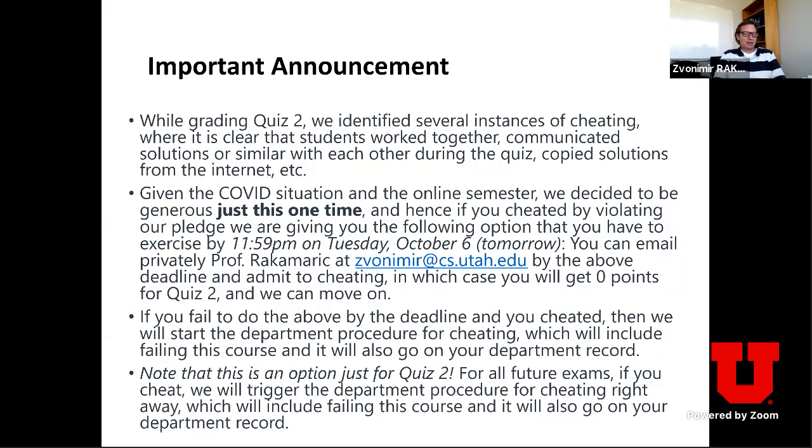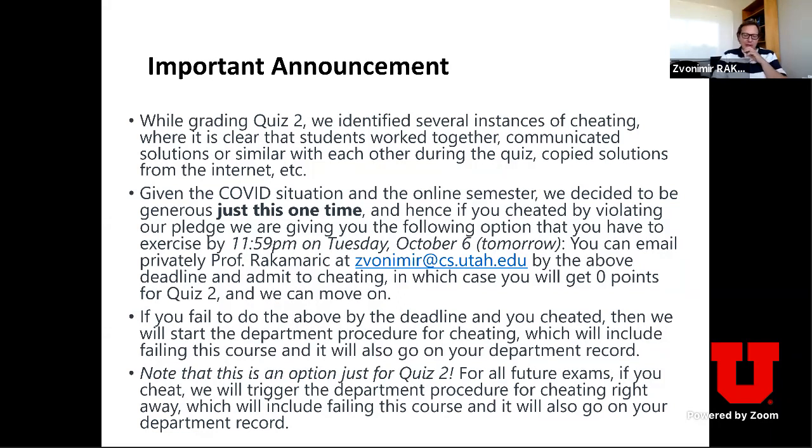If you don't do this by midnight, we will then message everyone who we found cheating and who didn't come forward. And we will go through the process for these students to fail the whole course. So that's the deal. And know that this is just an option for quiz 2. In the future, we will not offer this. Okay, so those are my announcements. If you have any questions, do let me know.